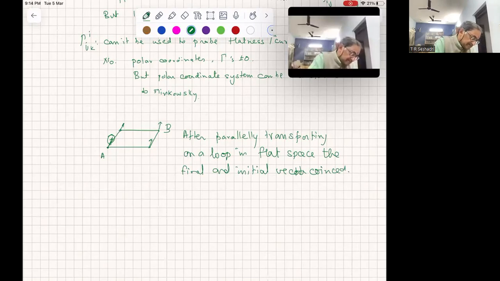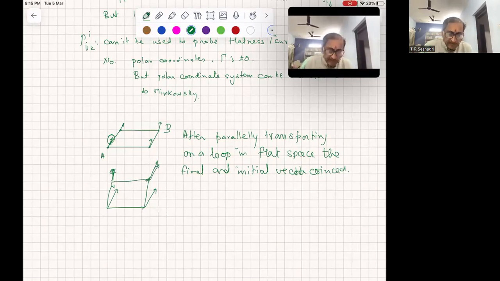Alternatively, I can say that if I have a vector v and I take it to this point as a vector v, and then move it to this point as a vector v. Alternatively, I take it from here, this is a vector v, and I take it here, then both these vectors will be coinciding. In other words, from one point to another, when I transport a vector, the path of the vector does not affect whether the final vector is same or not. All right? Yes. Okay.